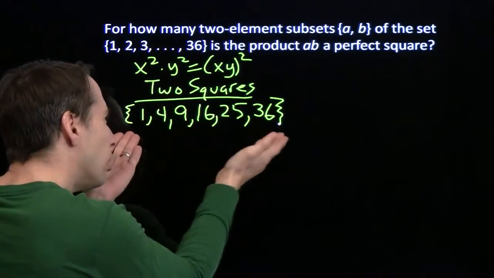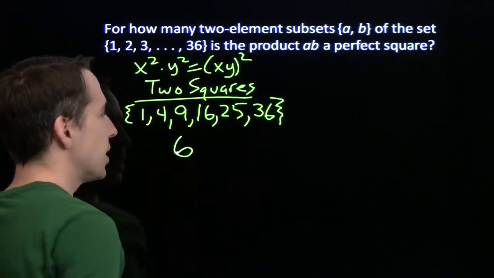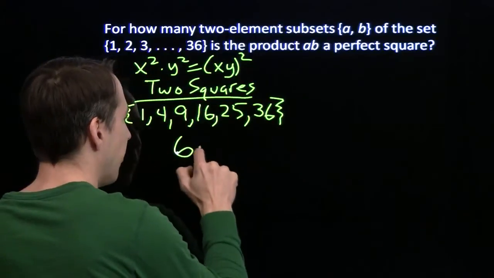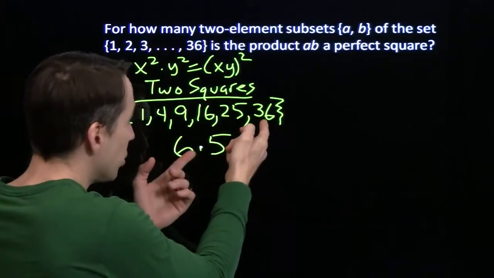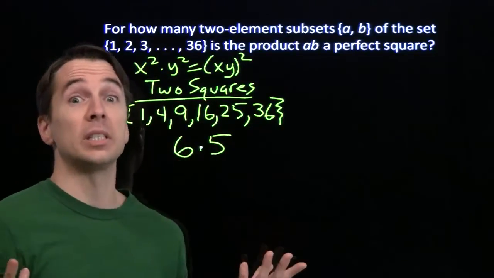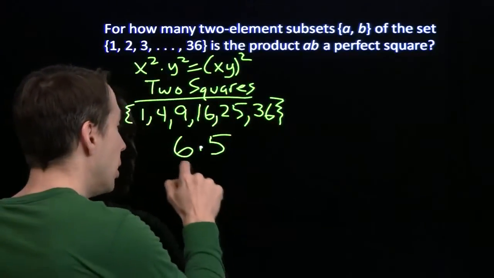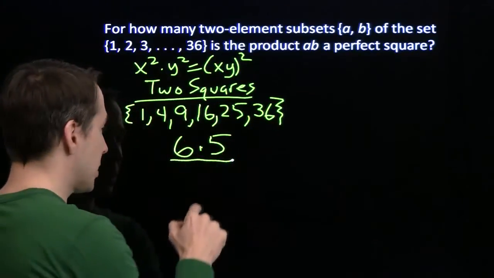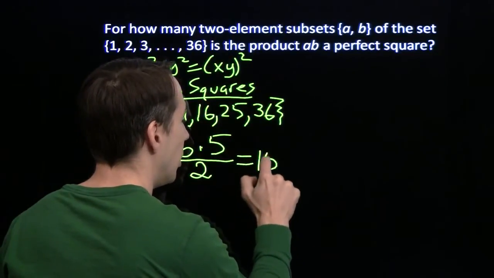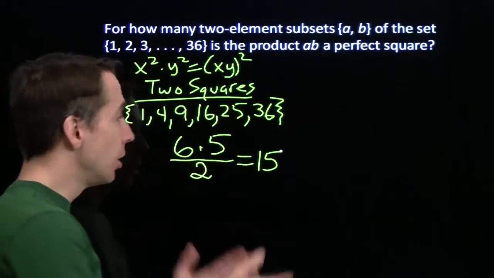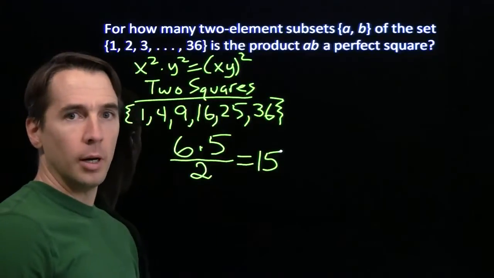So now I want to count the number of ways that I can choose a pair of these. Well, I could choose the first one in 6 ways, and then I've got 5 choices left for the second number. But I have to be careful here, because choosing 36 and then 16 gives me the same pair of numbers as choosing 16 and then 36. Don't care about the order, so I count everything twice when I do 6 times 5, so I have to divide by 2 to give me a total of 15 pairs of squares, and when I multiply these squares, I'll get another perfect square.